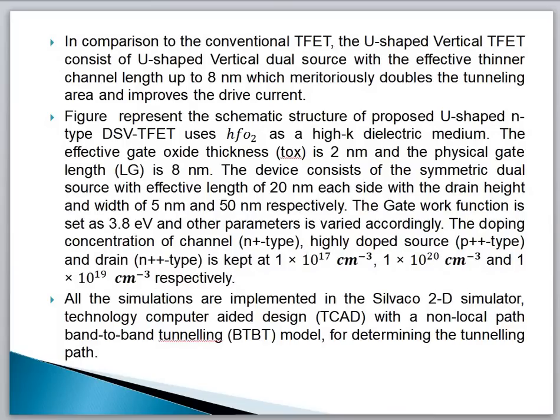The gate work function is set as 3.8 electron volt and other parameters are varied accordingly. The doping concentration of the channel is around 10^17 per centimeter cube, the source doping is P plus type, approximately 10^20 per centimeter cube, and the drain doping is N plus plus type, which is equal to 10^19 per centimeter cube.